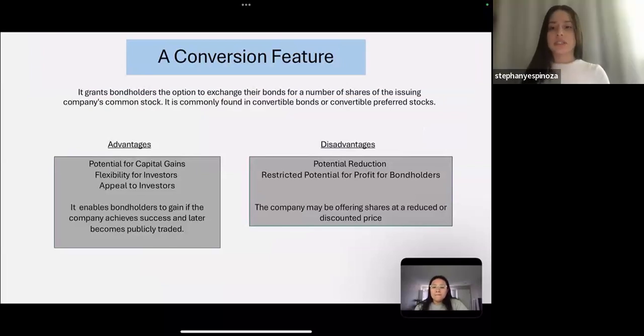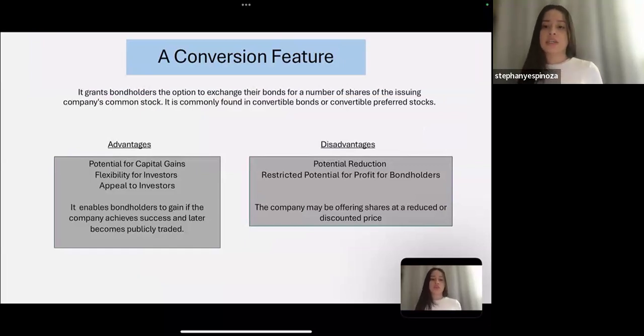So I'll be discussing the conversion feature. It is an option for bondholders to exchange their bonds for a number of shares of the issuing company's common stock. It is commonly found in convertible bonds or preferred stocks. Some advantages are the potential for capital gains, where bondholders can benefit from potential increases in the issuer's stock price if they convert their bonds into equity.